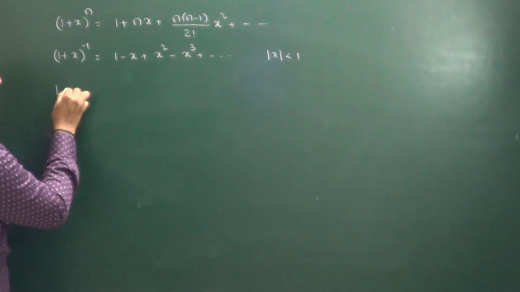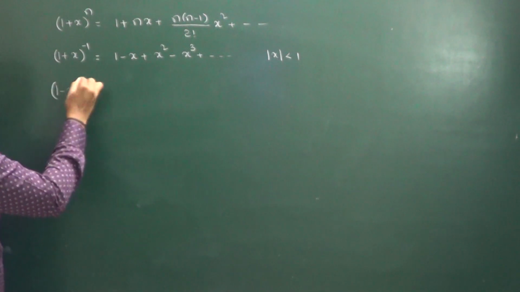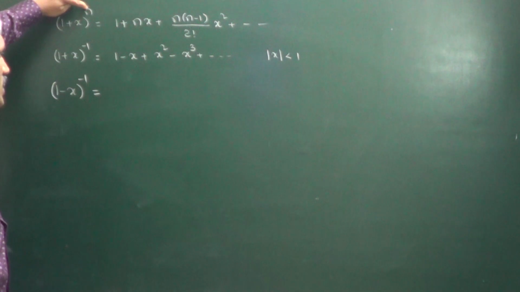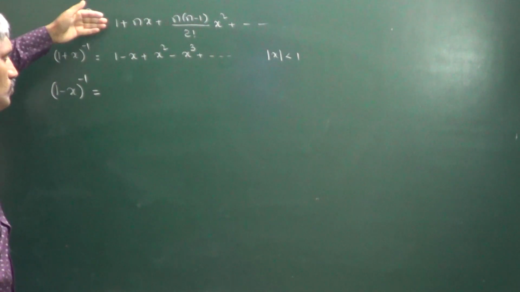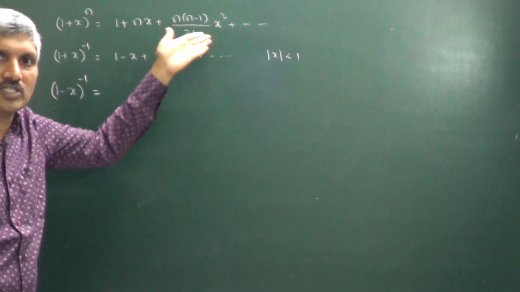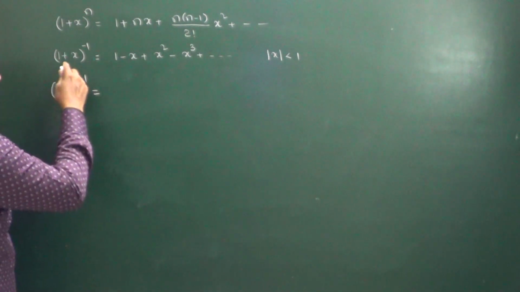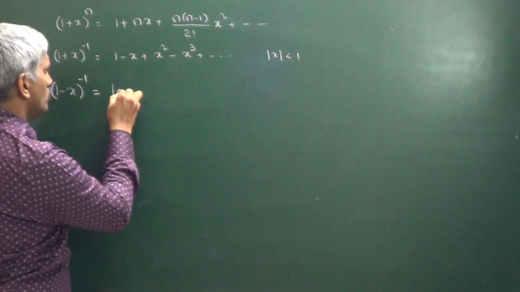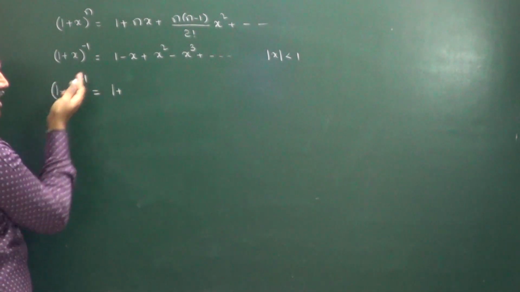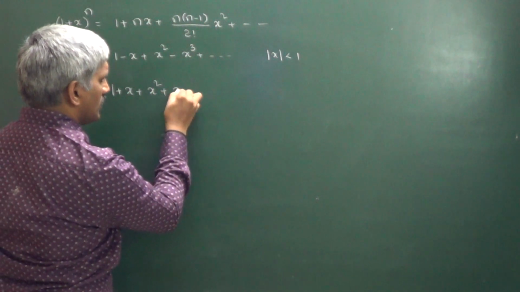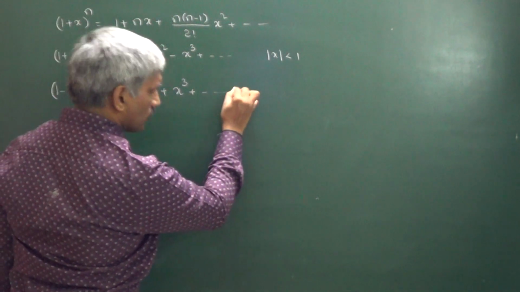Now tell me the expansion of (1 minus x) to the power of minus 1. Nothing here. In place of n, I am asking you to substitute minus 1. Wherever n is there, write minus 1 and you will get the same. Now (1 minus x) to the power of minus 1, where x is replaced with minus x, equals 1 plus x plus x square plus x cube plus and so on.